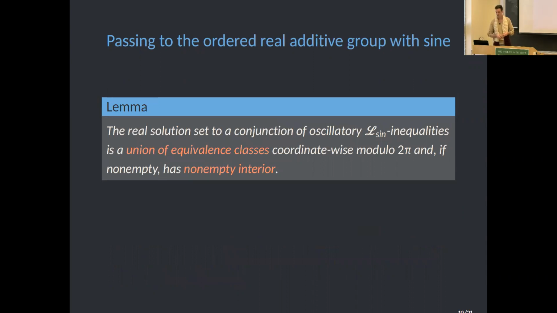Cool. So once we have the ability to consider just conjunctions of oscillatory L-sign inequalities, we have this handy lemma, which affirms that if we consider solutions over the real numbers instead of the integers, the solution set has two important properties. One, it's going to be the union of equivalence classes modulo 2 pi applied coordinate-wise, and also it is either going to be empty or have non-empty interior.